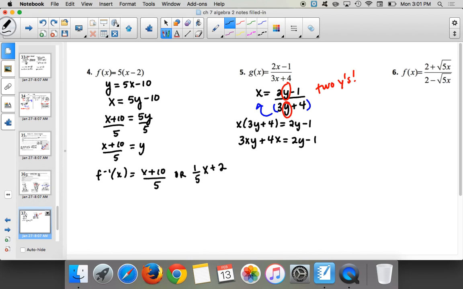And we still have 2 y's. So now here there's going to be a key. When you get stuck, every time this happens, you're going to do exactly the same process. We're going to get anything that has a y on one side of the equation, and anything that doesn't have a y goes on the other side. So all y's on one side, everything else on the other side.